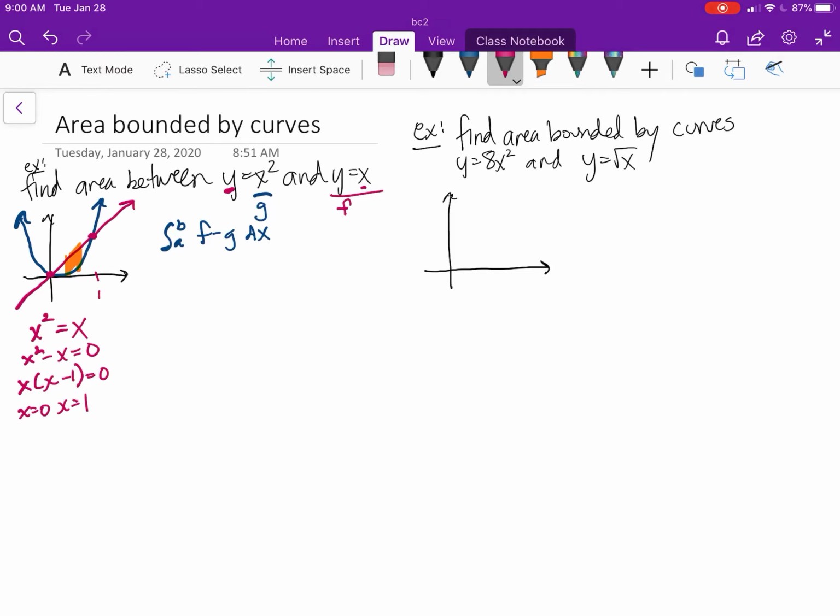So therefore, our bounds are going to go from 0 to 1, and then f minus g, x minus x squared dx. Cool. Now it's set up. Let's rock and roll. Integral of x squared over 2, minus x to the third over 3, ranging from 0 to 1. I love when we get 0. It's easy, right?